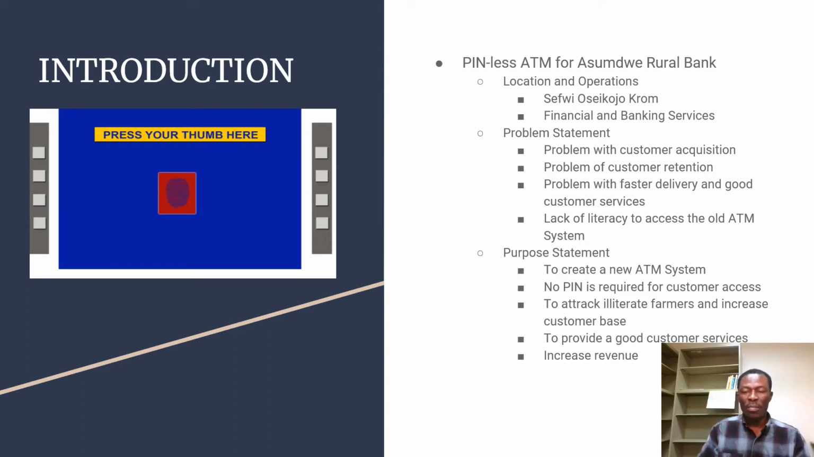And so the purpose of this project is to design a new ATM system that does not require a PIN for customers to access the ATM. You just need a fingerprint, as shown on the screen. You need a fingerprint to be able to access the ATM system. This will allow all farmers who are also illiterate to access the ATM system, and so will end up increasing the customer base, which eventually affects the revenue of the bank.